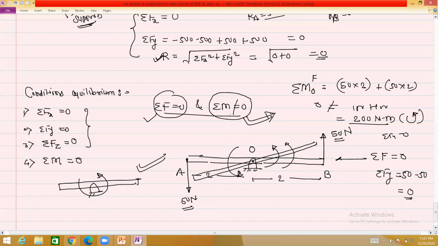If the summation of moment is not equal to 0, there will be some tendency in the system to rotate about any given point. And that is why for equilibrium, these two conditions must be satisfied. Summation of forces must be equal to 0 and summation of moment must be equal to 0. Then we can say the given system is in equilibrium. So I hope this point is clear: what are the conditions of equilibrium and what is the meaning of equilibrium?